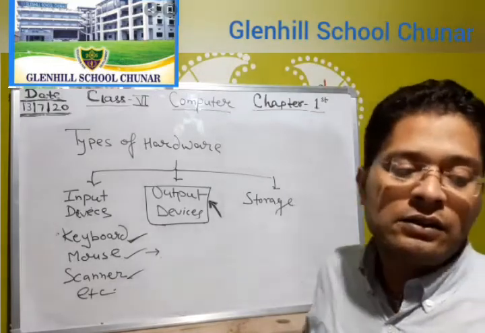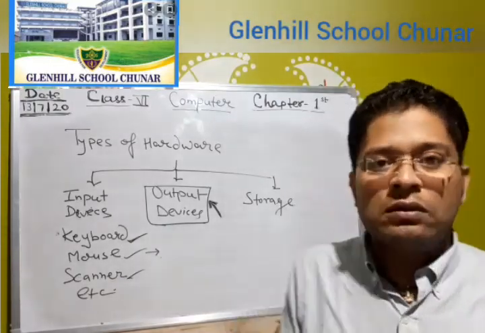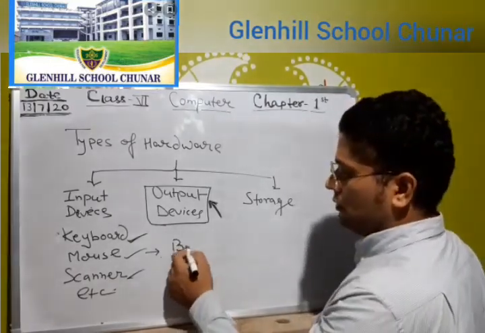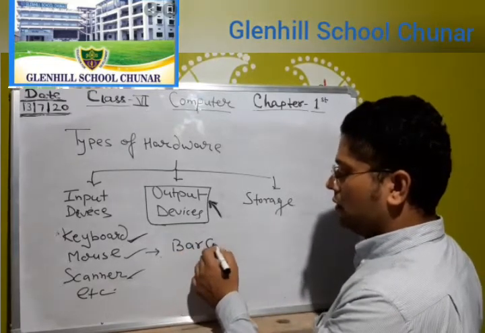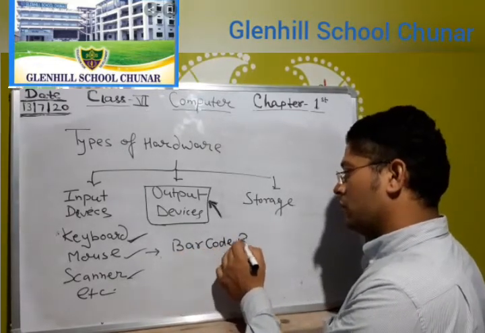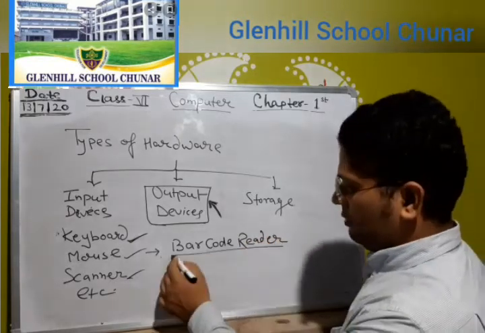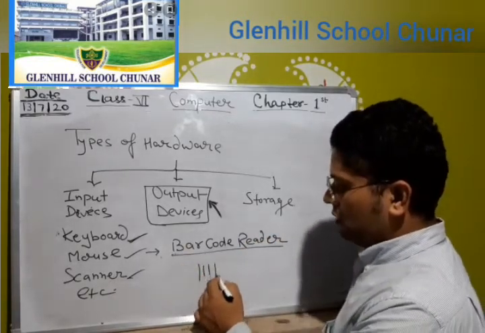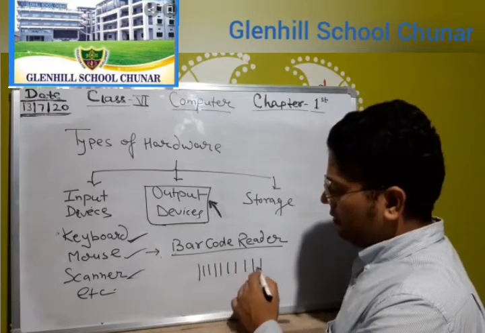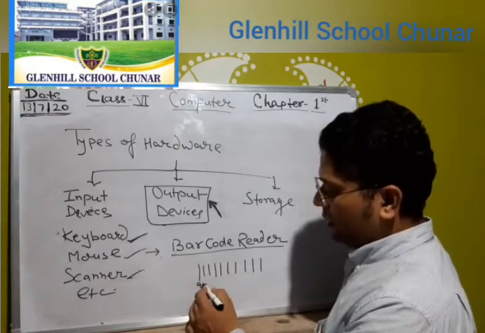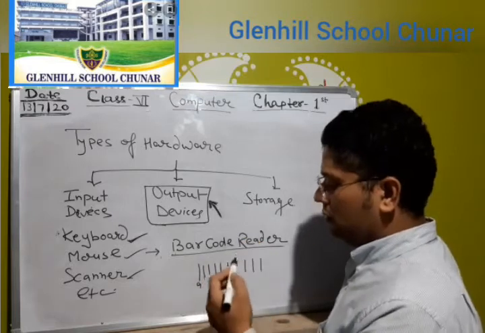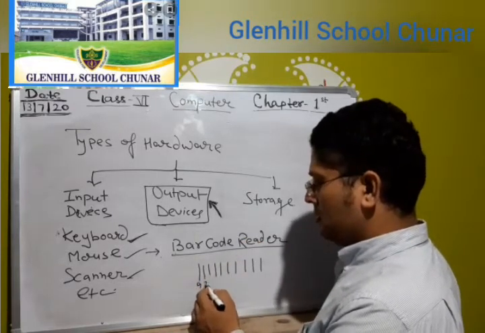And then after, the barcode reader. Your barcode is just like this, with some numbers on each line.